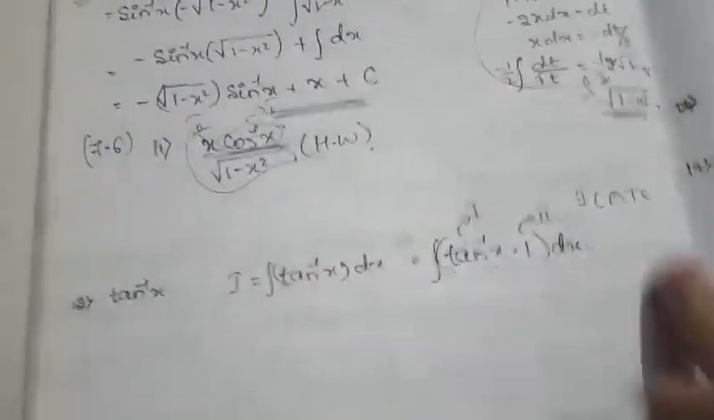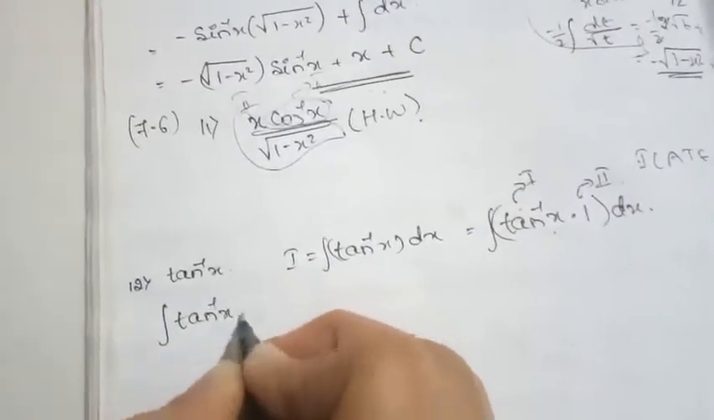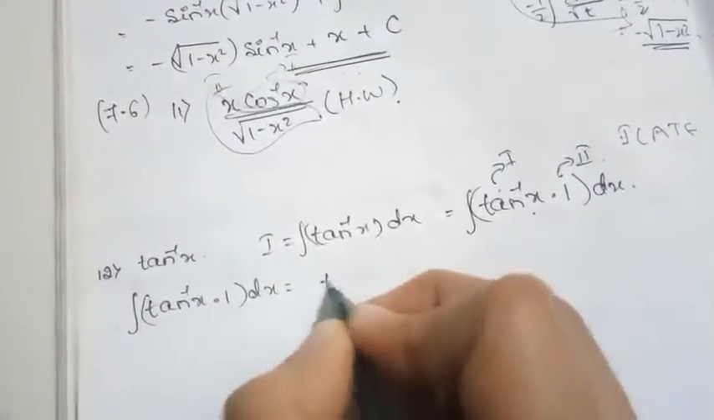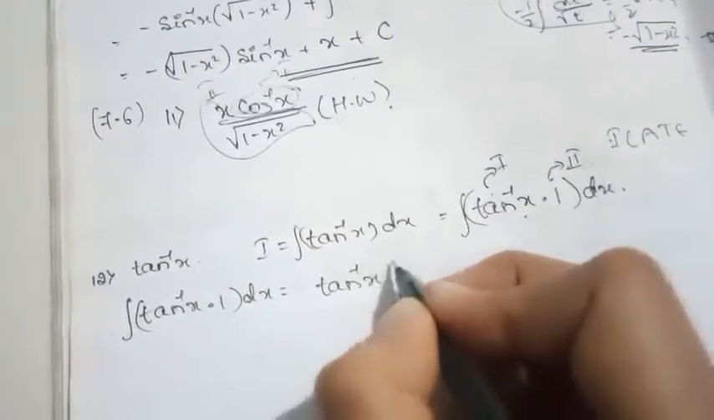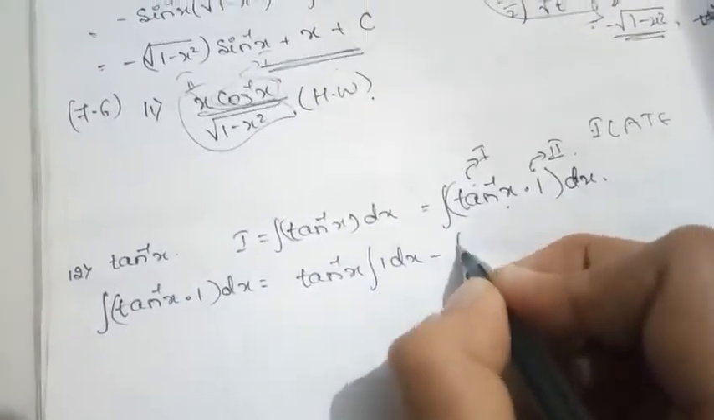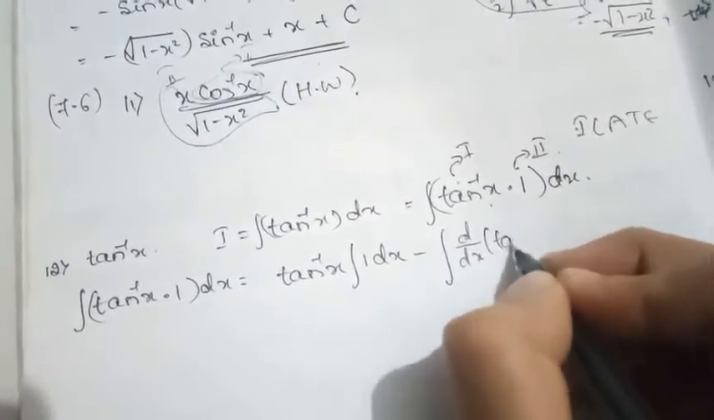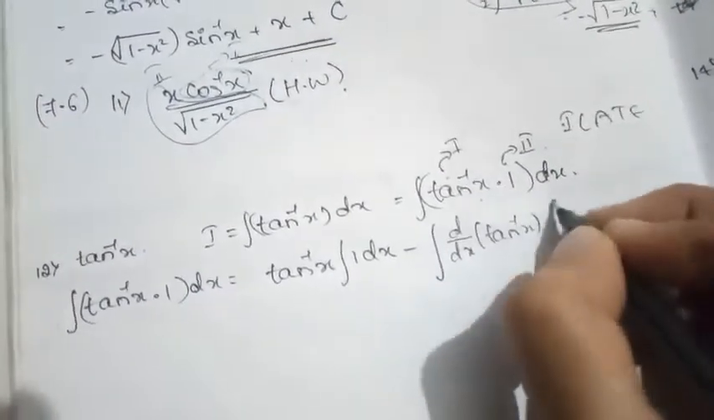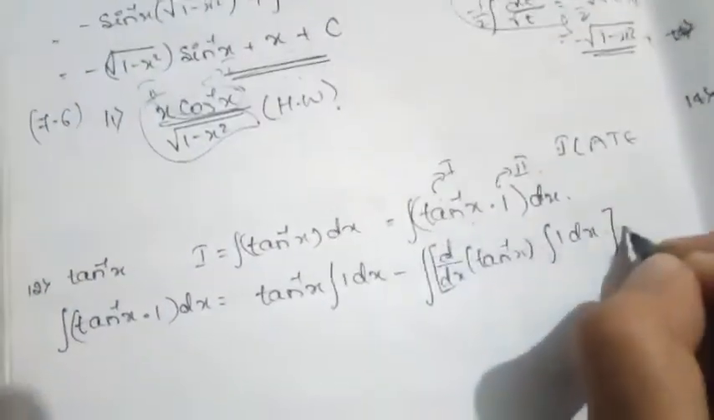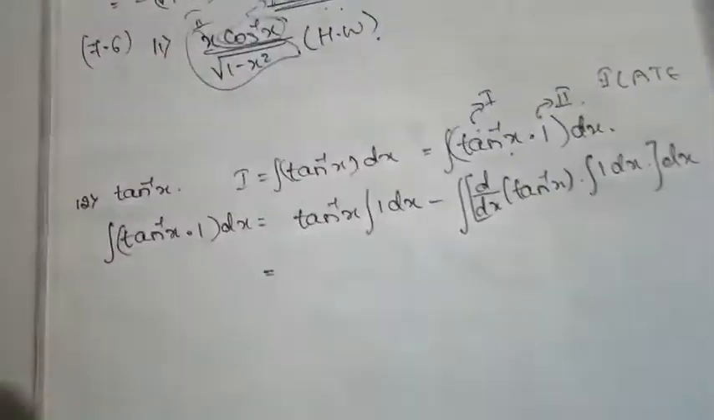As per integration by parts, the integration of tan inverse of x into 1 dx is equal to the first function into the integration of the second function, minus the integration of the differentiation of the first function into the integration of the second function. So as per the formula, I have written the first line.